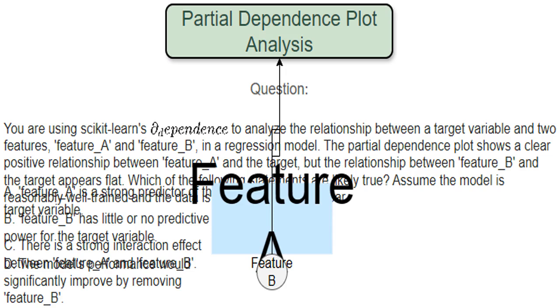The plot for this feature shows a clear upward slope. This tells me that increases in feature A directly lead to increases in the predicted outcome. It's like adding more sugar to your coffee, the sweeter it gets.